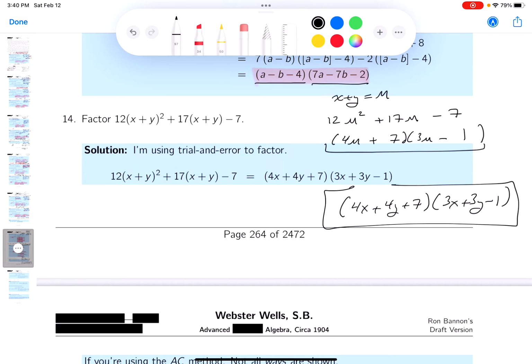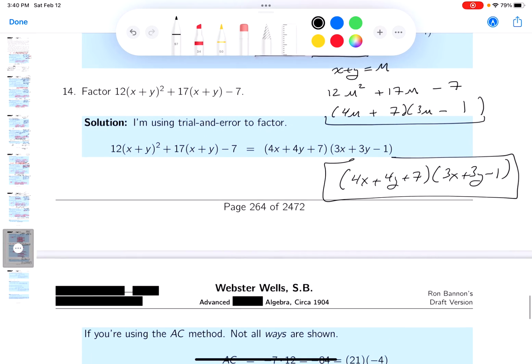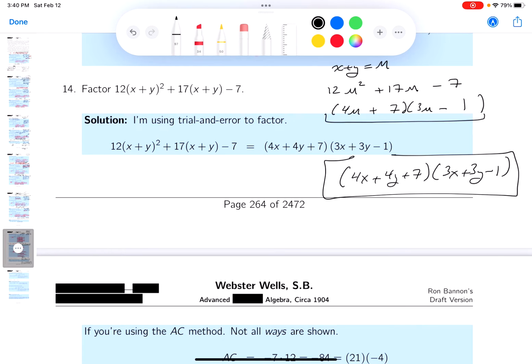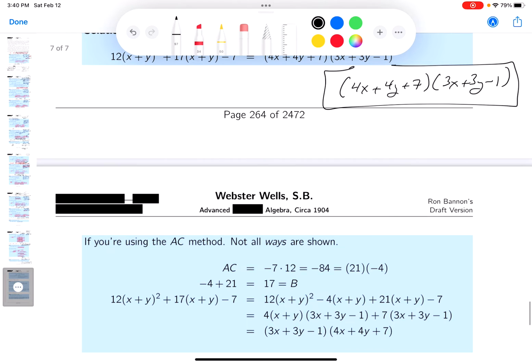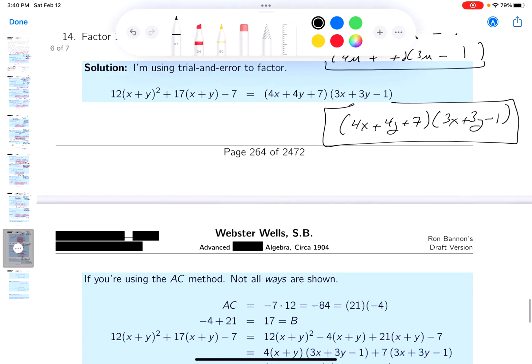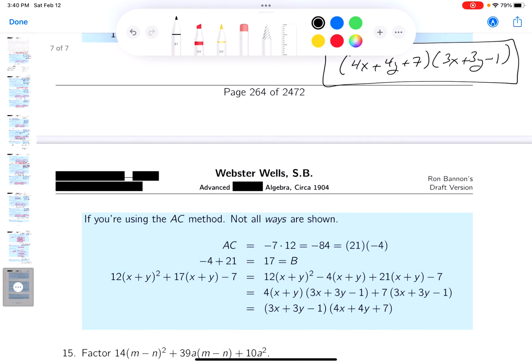All right? I want to point this out to you, though. If you don't like doing trial and error, go directly to the AC. So what's the AC going to be? You need to identify what the A is 12, and the C is minus 7. All right? So, 12 and minus 7 multiplied together, you have minus 84. I'll show you where this is right over here.